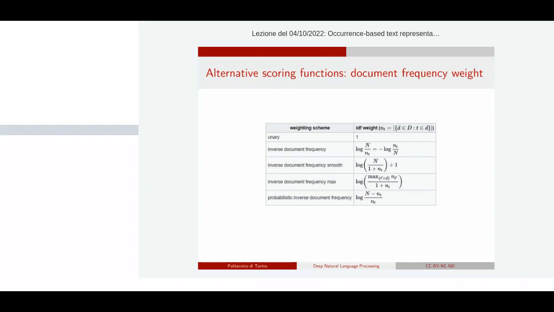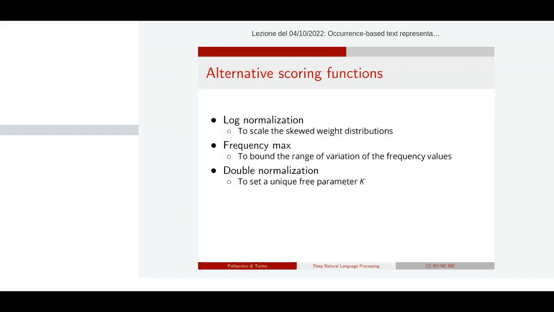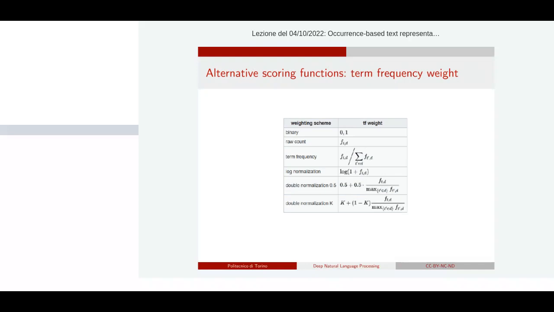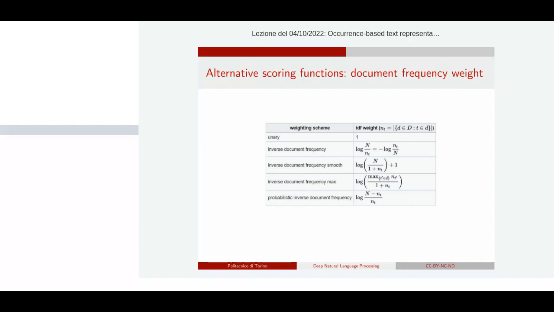This is typical in many machine learning statistic-based approaches. The other is to bound the range of variation of the frequency values, and this is the case of the BM25 function, and also not only BM25, but also other functions. So it's like not allowing a boundary on the distribution of the frequency values, with normalization or similar.